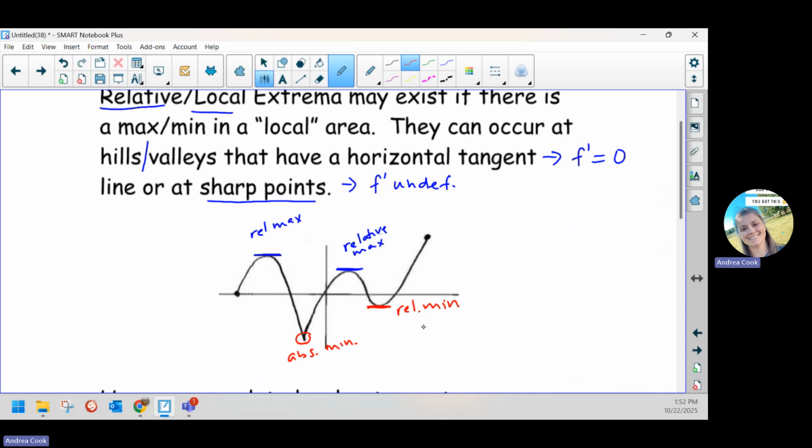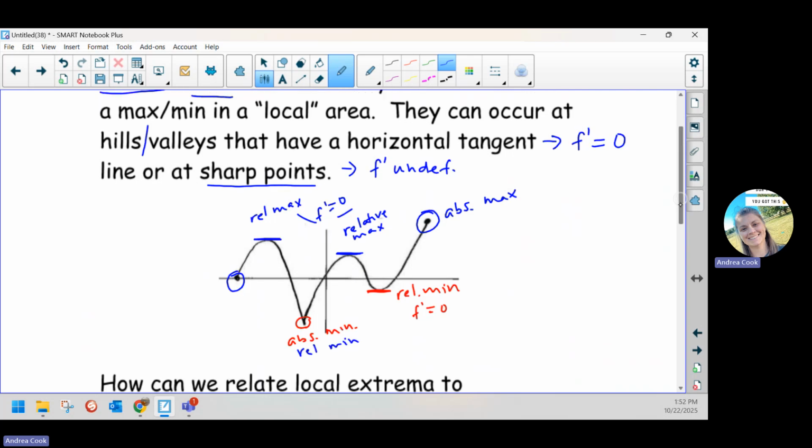And again, at these relative mins, the derivative is equal to 0 because of the horizontal tangents. And up at these two, the derivative is equal to 0 because they're horizontal tangents. At the endpoints, you can have absolute extrema. So this endpoint has an absolute max, because that's the highest point of the graph. This can also be considered a relative min, but in this case, it's also the absolute min.